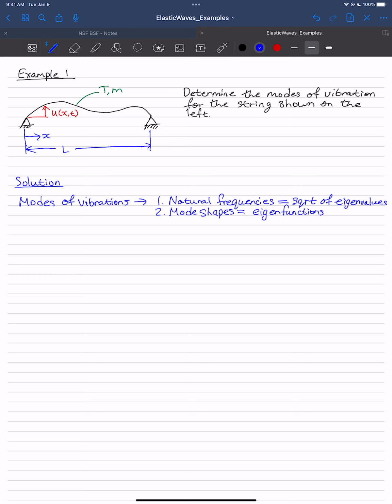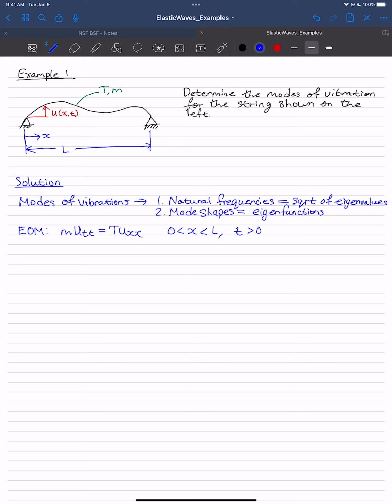So given this problem, the first thing we need to do is write down what the governing equation of motion is. So our equation of motion will be, let's say, m times u tt equal to T u sub xx. In this case, there's no forcing, so we don't need to add the forcing term, and this is valid for x greater than 0 but less than L, and for t greater than 0.